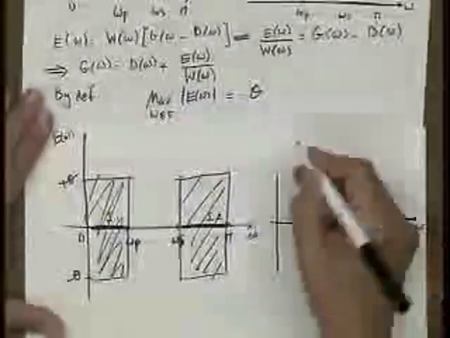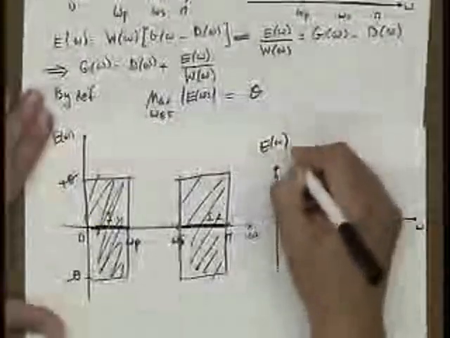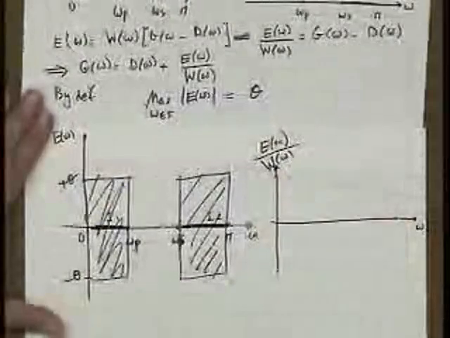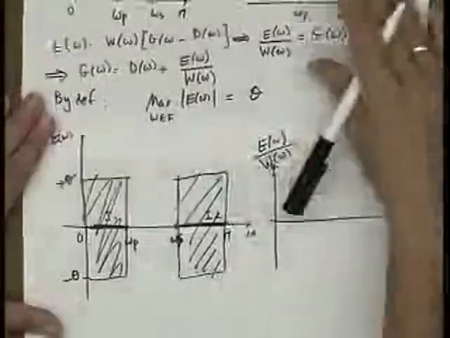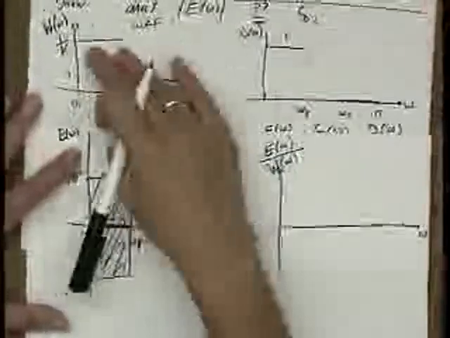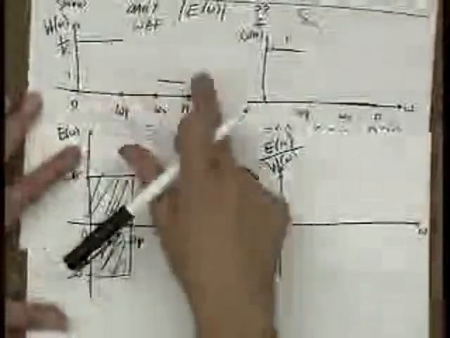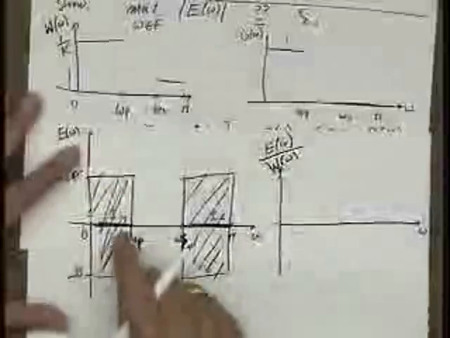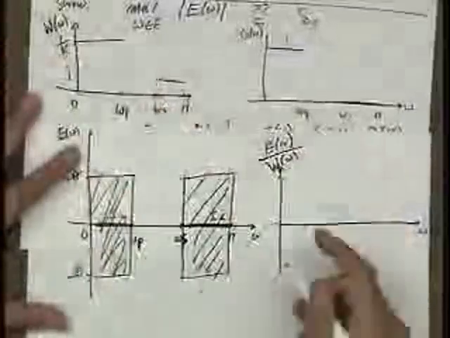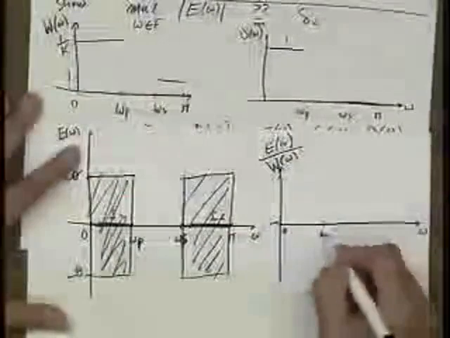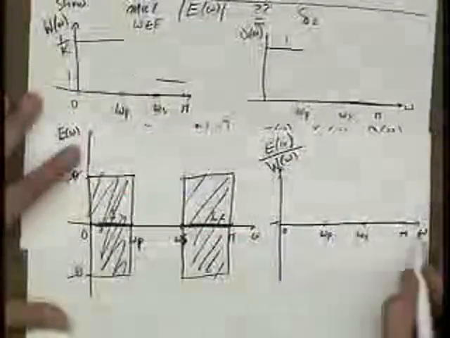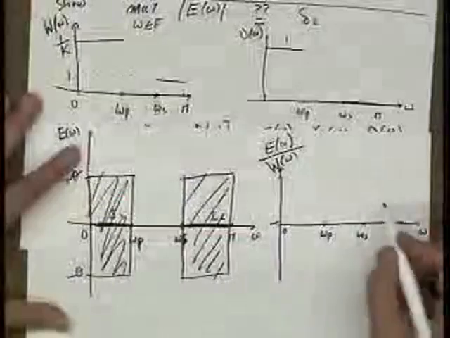And similarly, as a function of omega, I can plot now E of omega over W of omega. And what is W of omega? Well, W of omega I already plotted here. It takes on the value 1 over k for this range, for I1, and it takes on the value 1 here. So given that E of omega looks like this and W of omega looks like this, how does E of omega over W of omega look? Well, between 0 and omega p, and then between omega s and pi. Between omega s and pi, it's going to look the same.